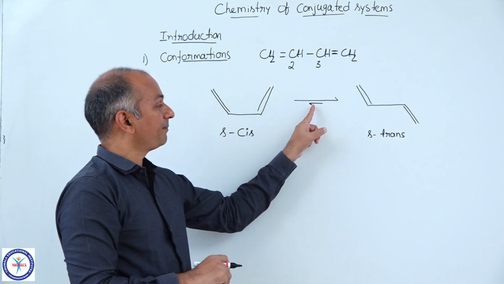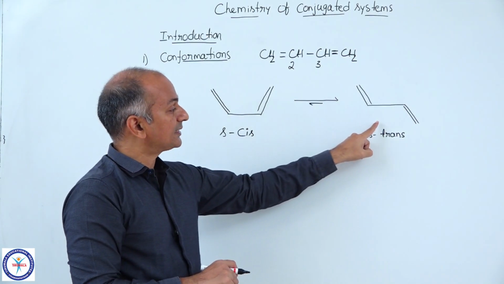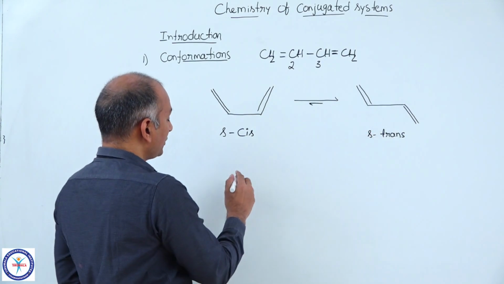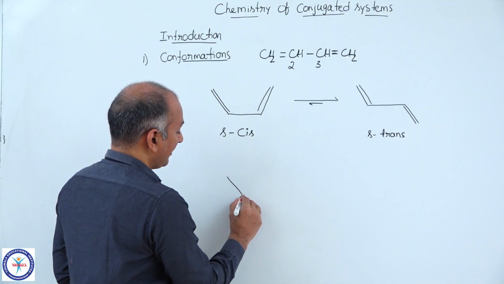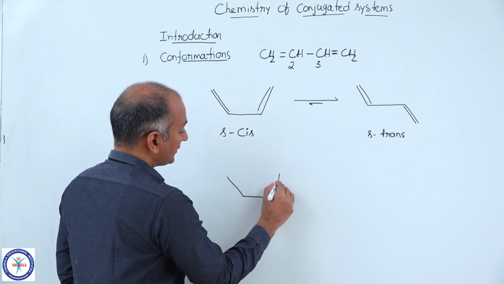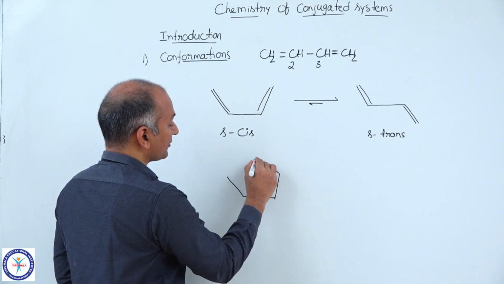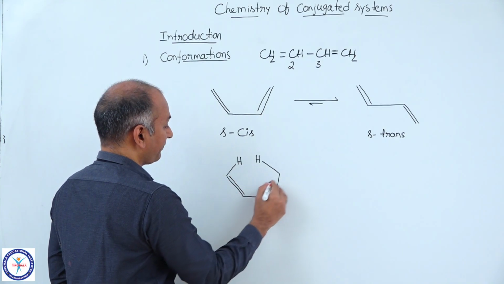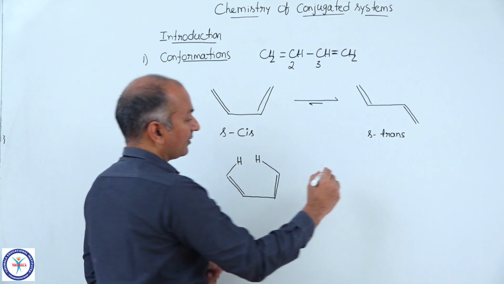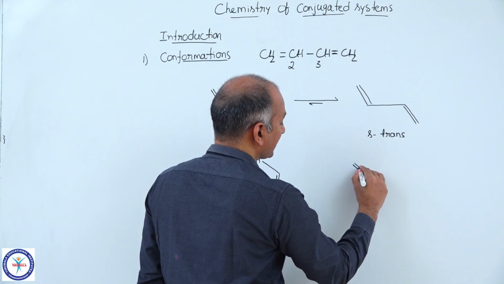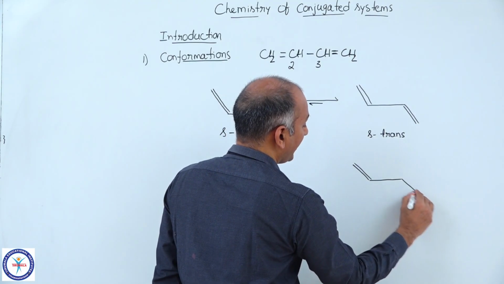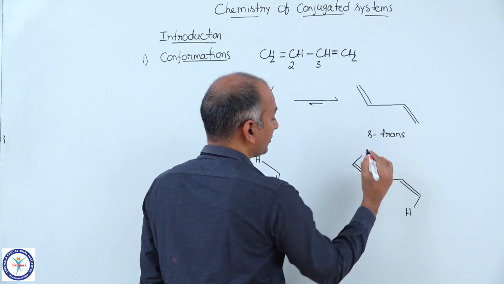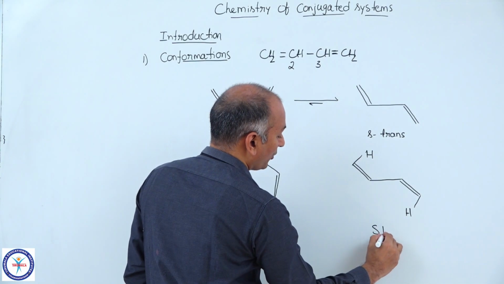And you see this symbol? Obviously, needless to say, s-trans is more stable. Because of steric hindrance: if you see s-cis, you have repulsions between pi bonds as well as between two hydrogens like this. But in s-trans, we don't have such a problem. The repulsion between pi bonds is lesser, and the repulsion between hydrogens is also lesser. So s-trans is more stable.